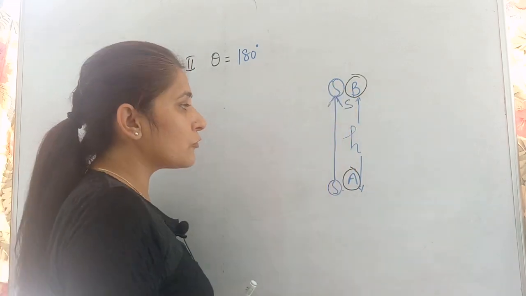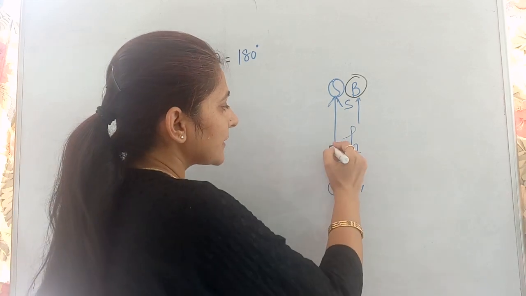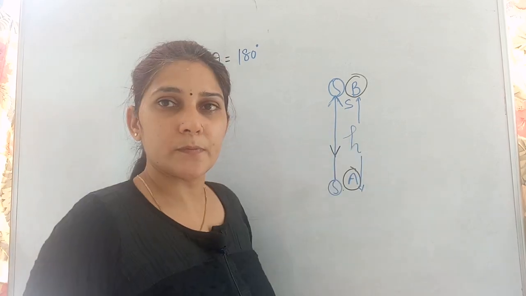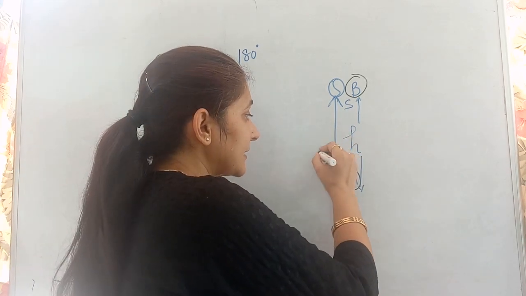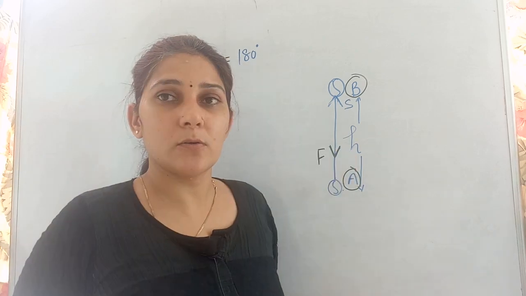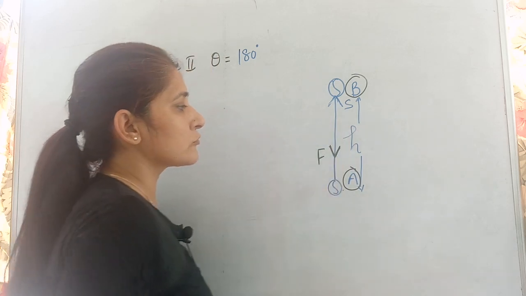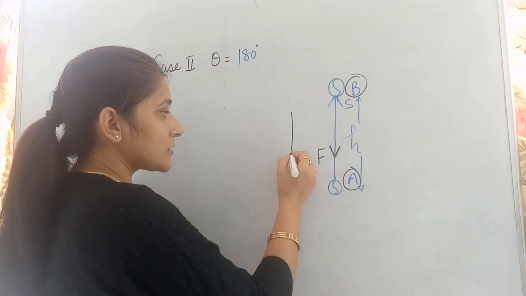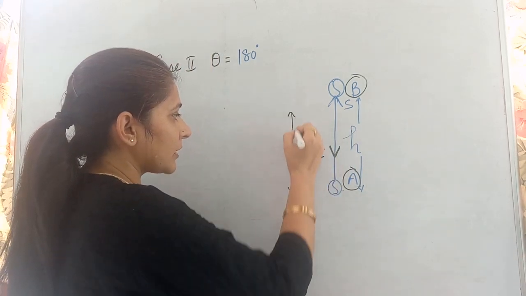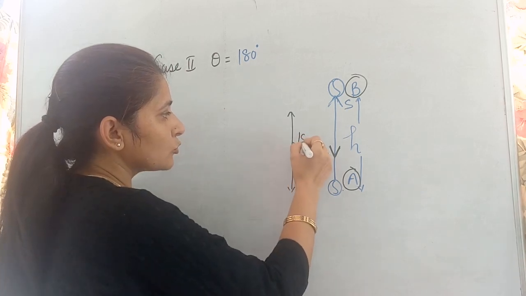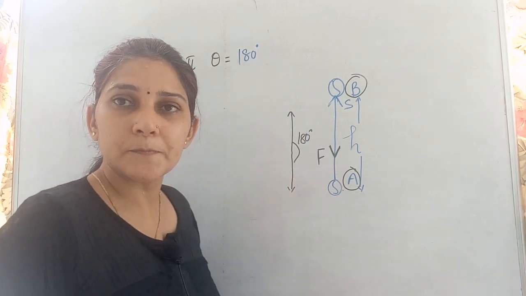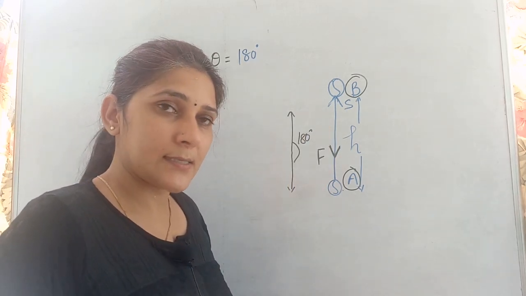Now, work done by the force of gravity on the ball. On this ball, the force of gravity is exerted in the downward direction. So what is the angle between this displacement and the force of gravity? This is displacement, this is force of gravity. What is the angle between these two? 180 degrees. I believe you understand this example.